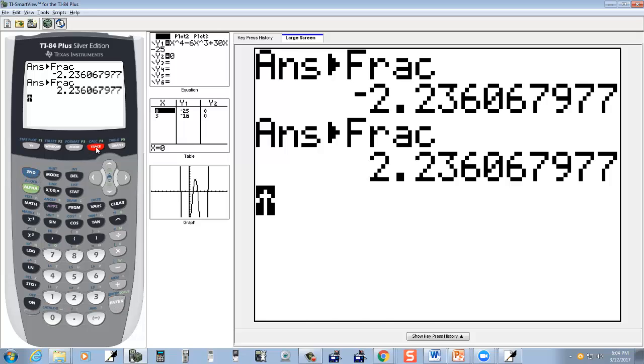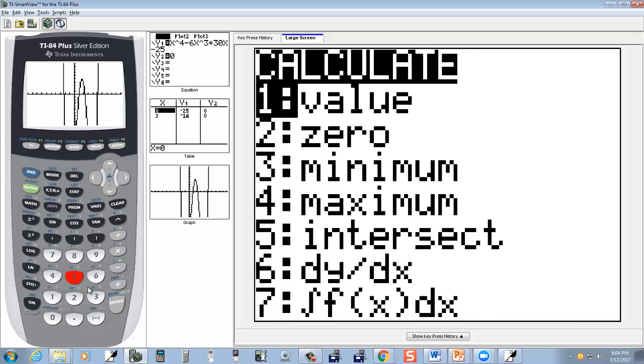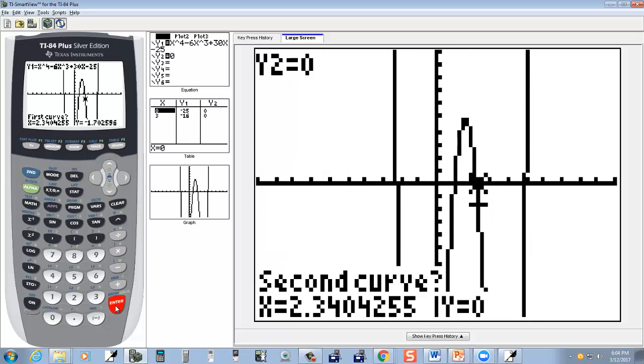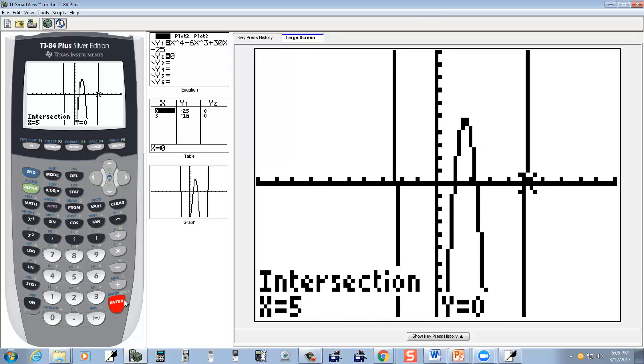Well, we'll repeat. Second trace, choose intersect, enter a first curve, enter a second curve. This next one, 1, 2, 3, 4, looks like 5. So we'll put 5 in for the guess. And it comes back and tells us the intersection is x equals 5.